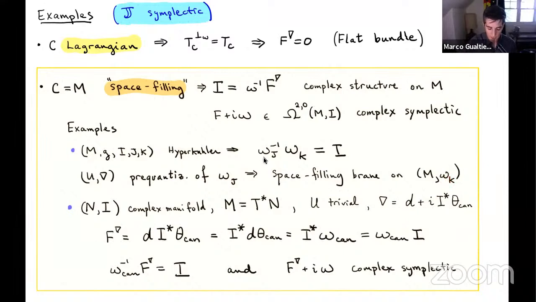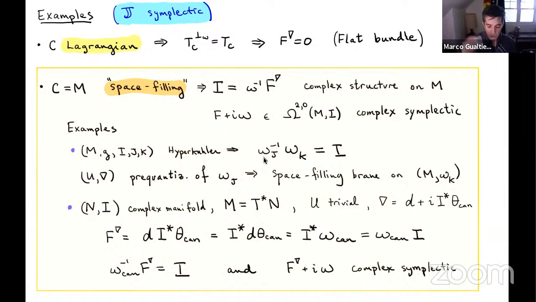Okay, but it's not necessary to have the hyperkähler metric. For example, if you forget about the metric and you only remember omega j and omega k and I, that's enough information to get your space-filling brane. There's no need to know the hyperkähler metric explicitly, because from this information you cannot build the metric. You would need omega I in order to know the metric.